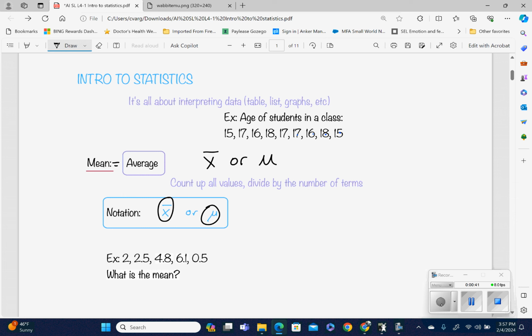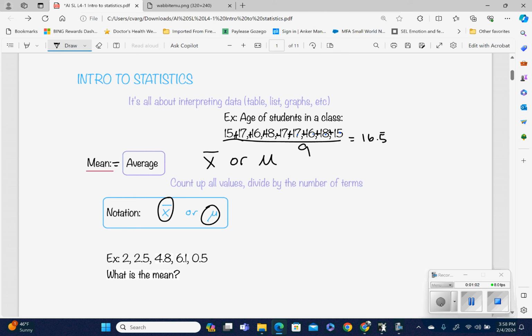You know this, right? Take all these numbers, add them up, right? So there's a plus sign, plus sign, plus sign, and then you divide by the number of numbers. So in this case, there are 9 numbers. So you could literally just add them up and divide it by 9 and get 16.5 repeating.